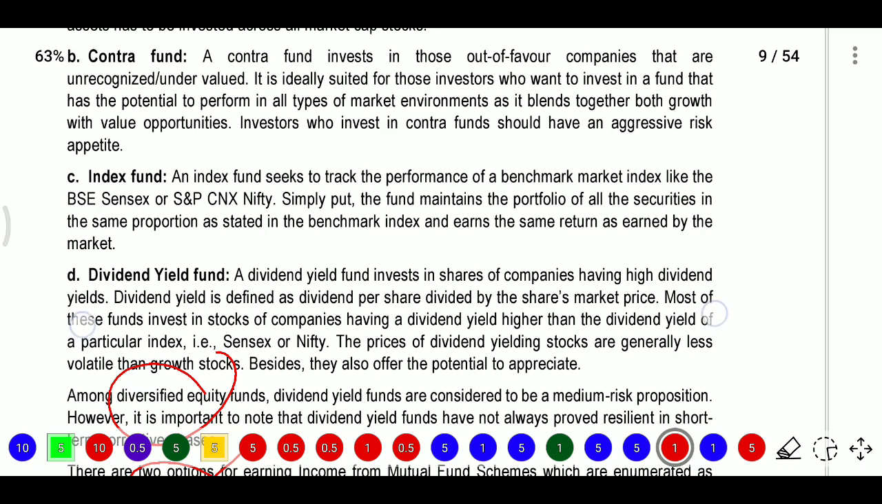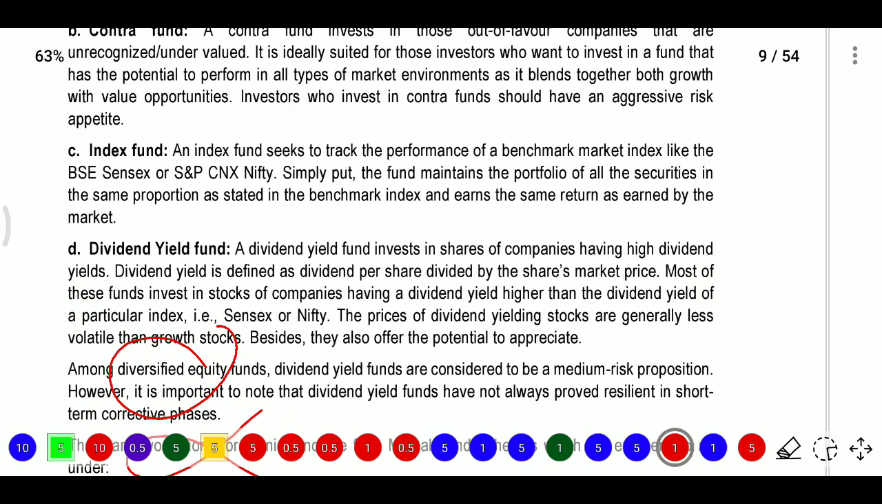Next, index fund. Index here means we have Nifty 50 or Bank Nifty. This is an index, meaning different companies are there in that basket, that is an index fund. An index fund seeks to track the performance of a benchmark market index like the BSE Sensex or S&P CNX Nifty 50. Here BSE is one market, NSE is one market, and S&P CNX is another.